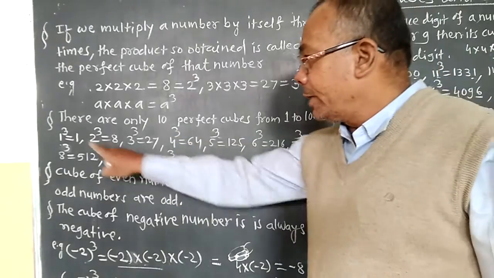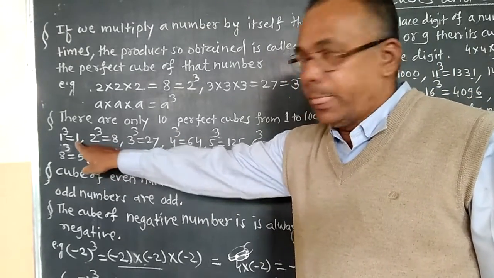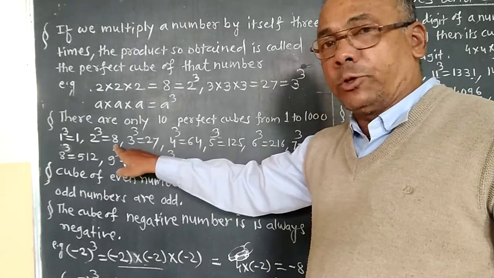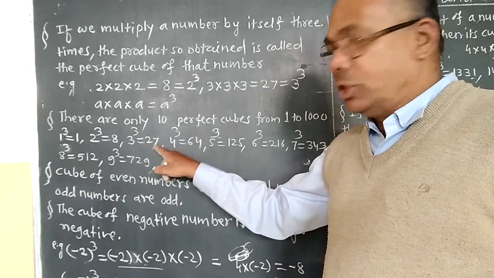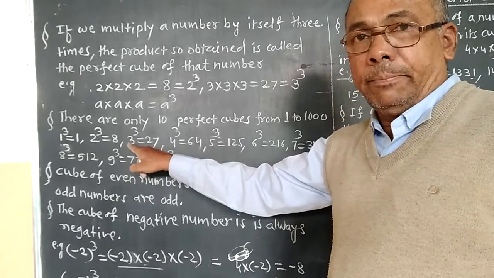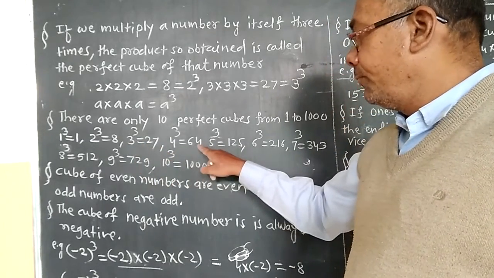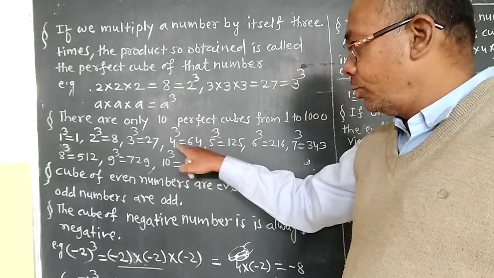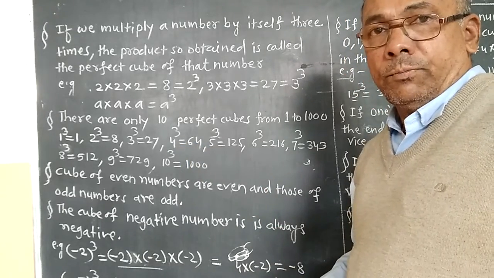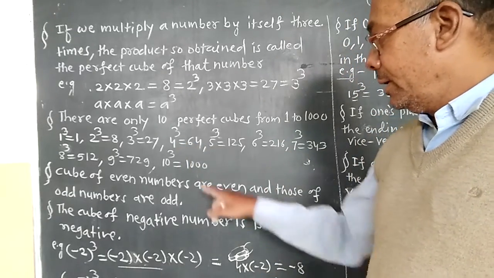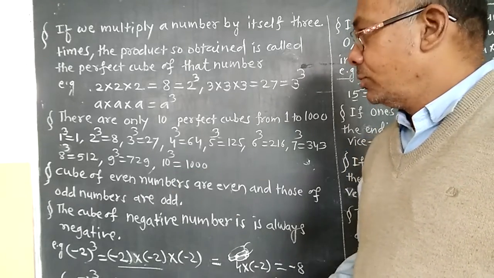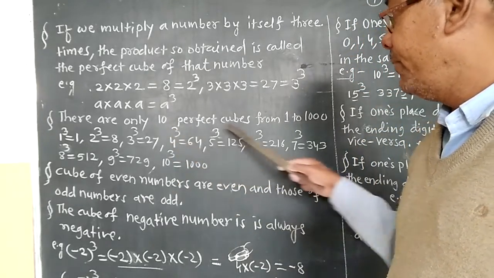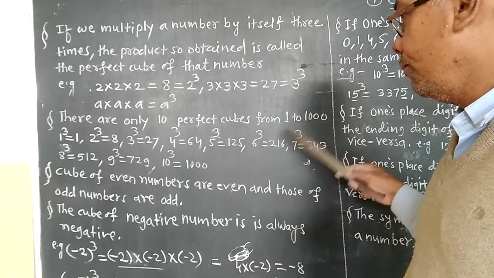That is, 1 is a perfect cube. 8 is the perfect cube of 2. 27 is a perfect cube of 3. Then 64 is a perfect cube of 4. In this way, 1000 is the perfect cube of 10. So these are the 10 perfect cubes from 1 to 1000.